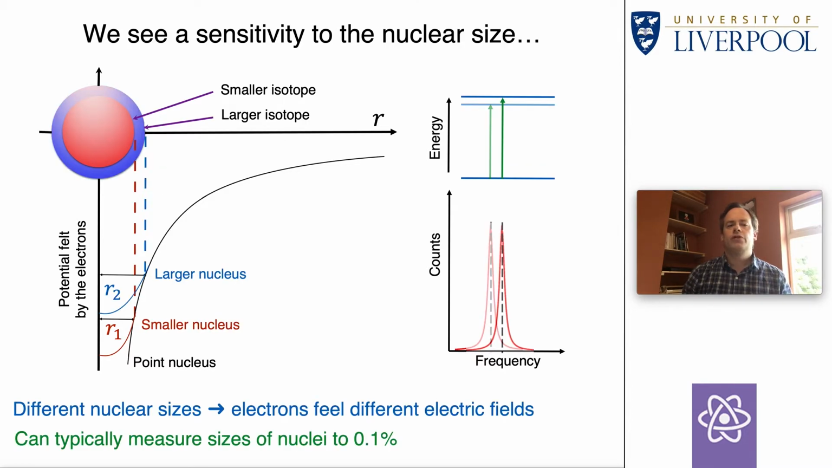Now consider another nucleus of the same element, but a larger isotope. Although we are adding neutral neutrons, these shuffle the protons around over a larger volume, and in doing so change the potential that the electrons feel, and therefore their energy levels. We can therefore measure the different nuclear sizes by measuring small changes in laser frequency required to excite the electrons.